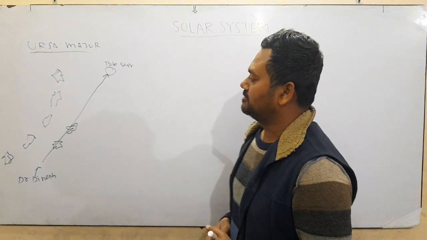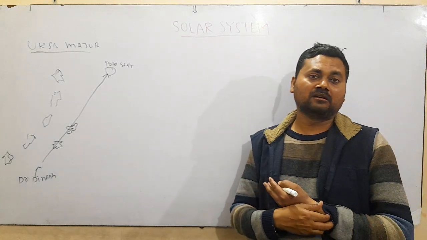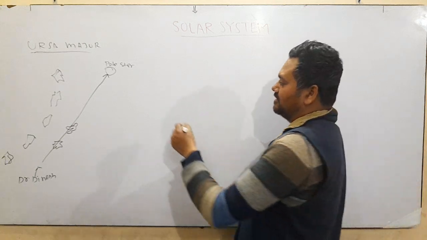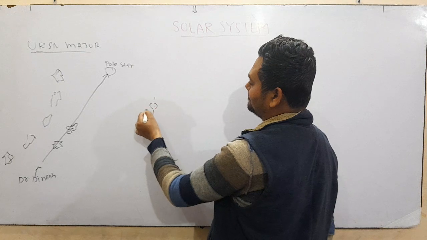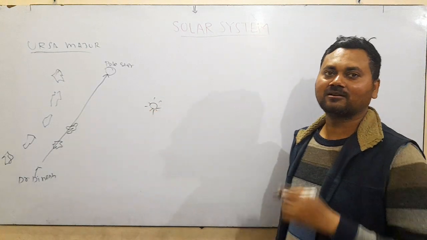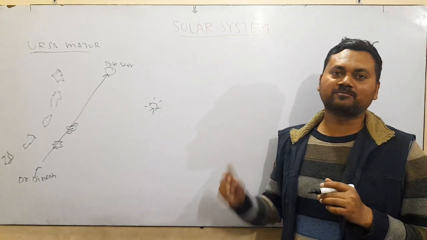So this was Ursa Major. Sun is the head of the solar system. And how many planets are there? 8. There are 8 planets. Okay. Till 2006, there used to be 9 planets.